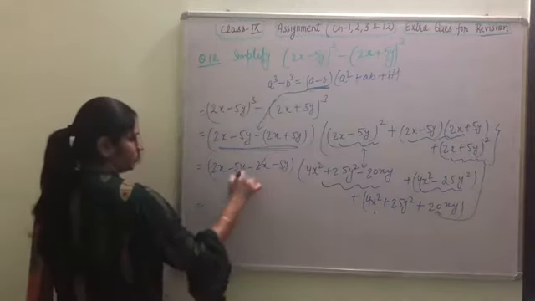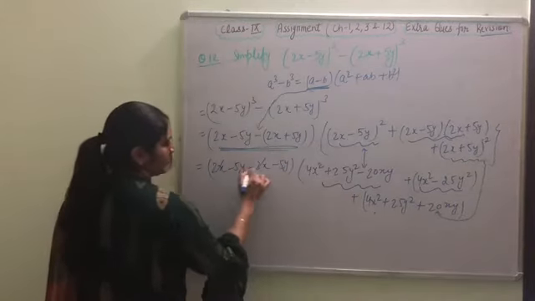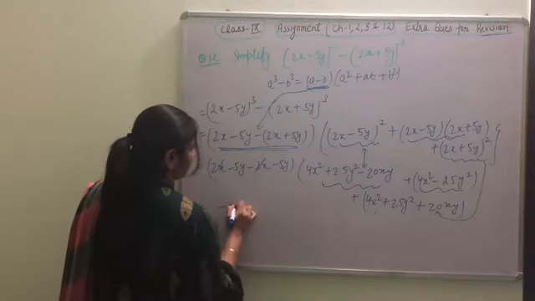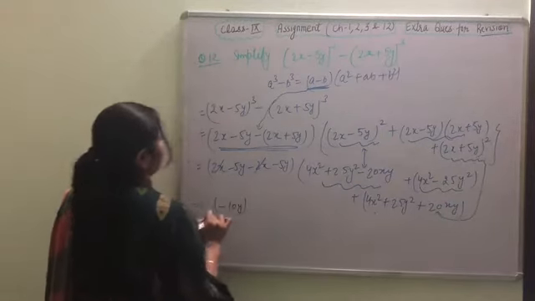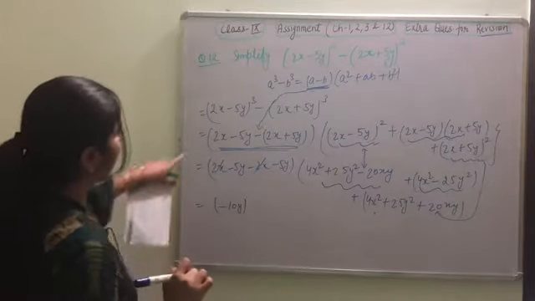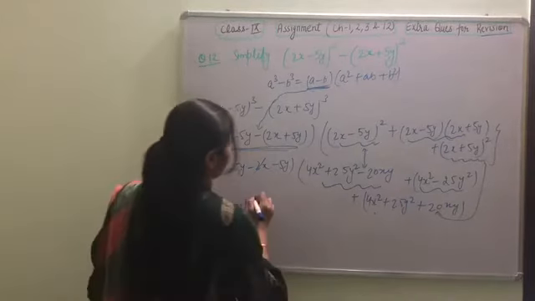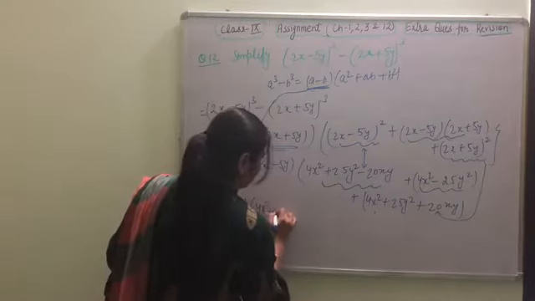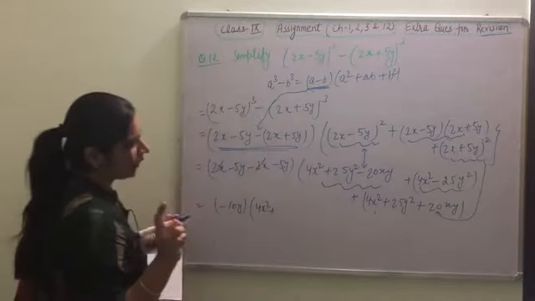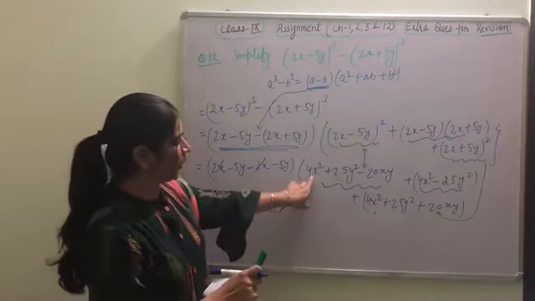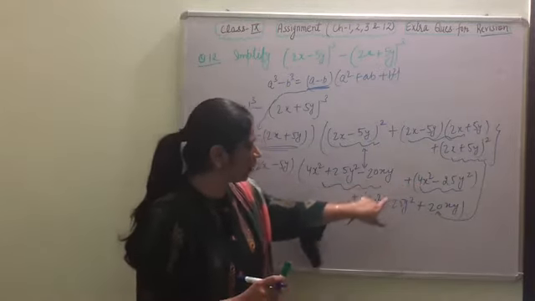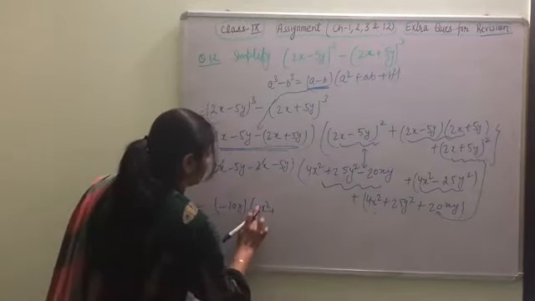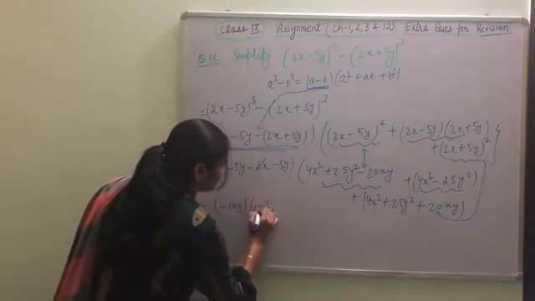Now this 2x positive and negative will be cancelled, minus 10y, a minus b, minus 10y into 4x square. We will do the arrangement. Just look here, 4x square, 4x square and 4x square. 4 and 4, 8 and 4, 12. So 12x square.